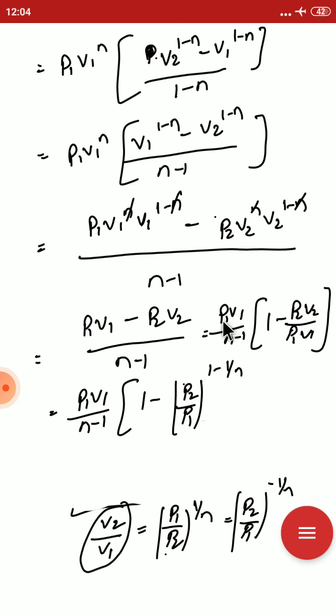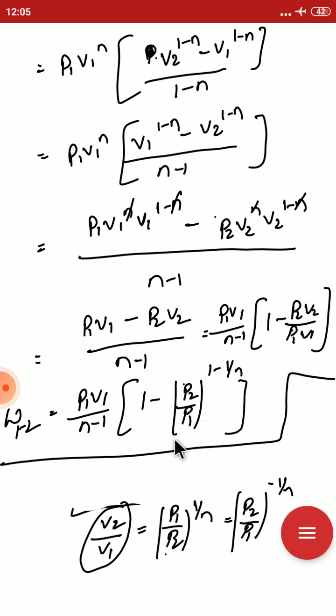Okay, sorry, this is P1 V1. This is the work done in a polytropic process. We need not write up to here; whatever we have is enough. If you want to elongate, we can write up to here.